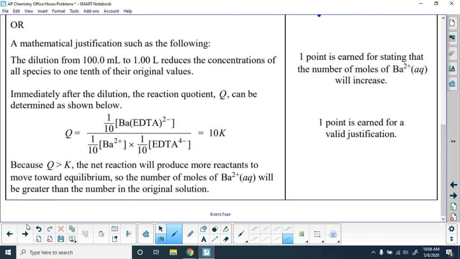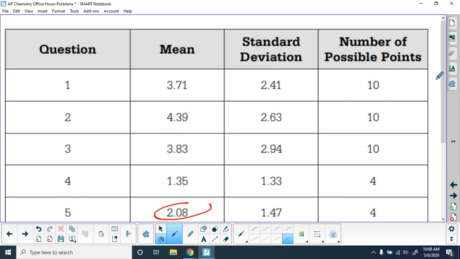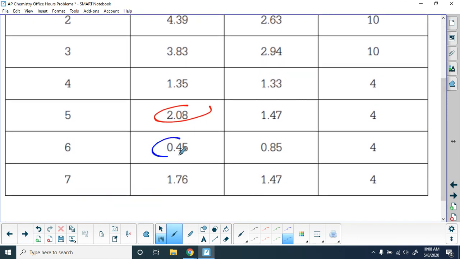The average points for this problem out of 4 were really low. It's one of the lowest ones I've seen, at 0.45. So not very many students knew how to answer that question. And it makes sense. That's a very involved question. But I hope that helps you for an approach for an equilibrium problem.